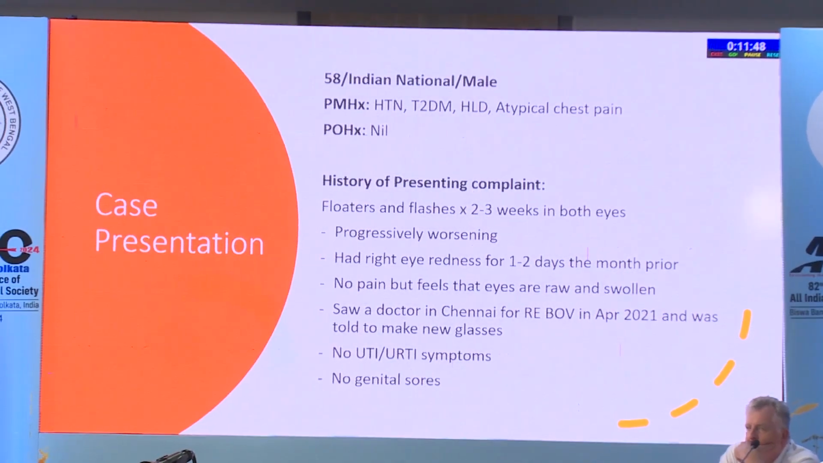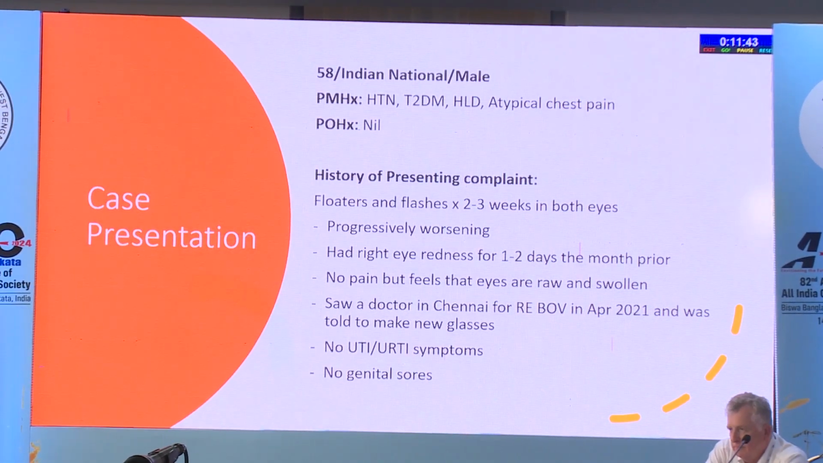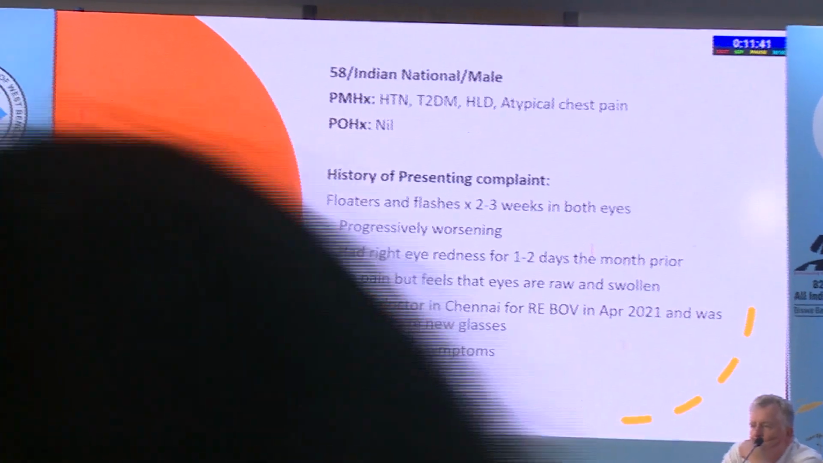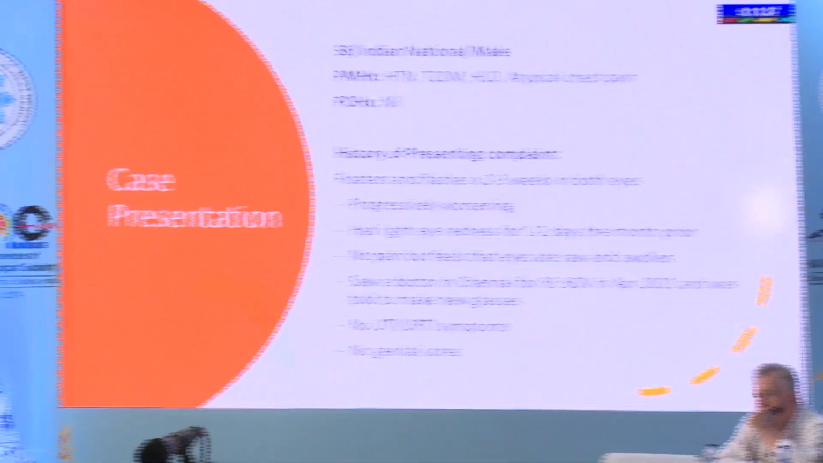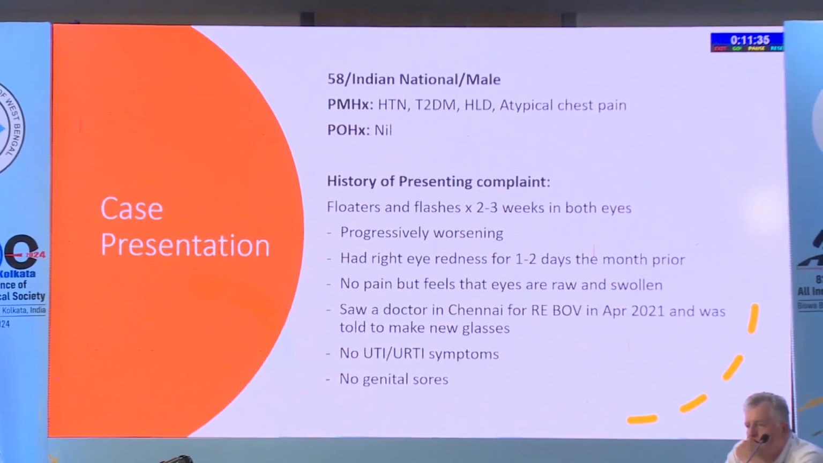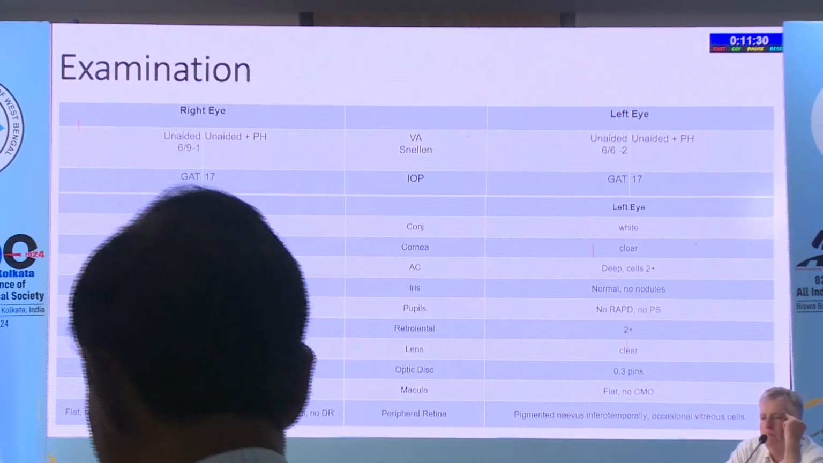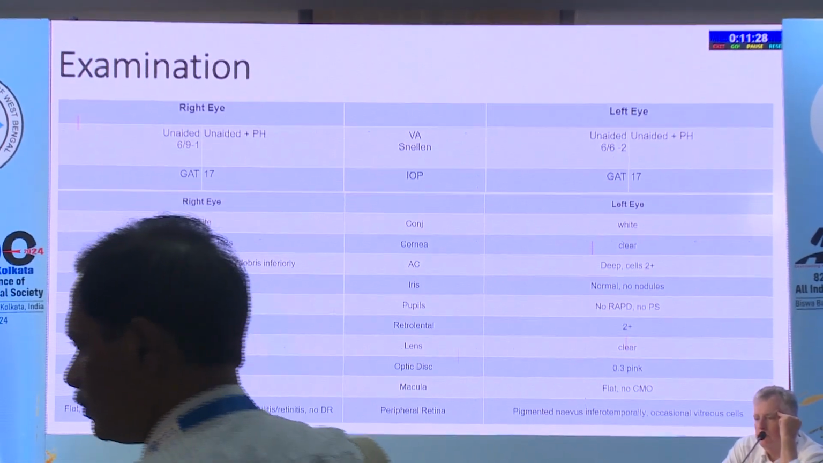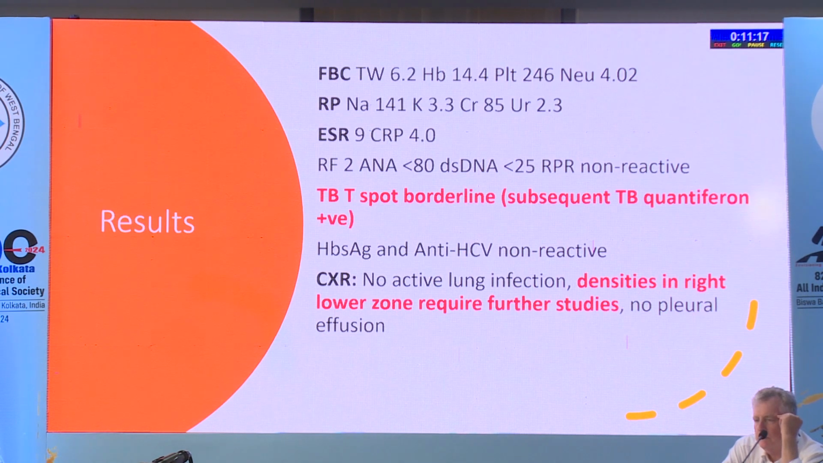But I will start with the story of a dear friend of mine whom I was treating in Singapore, with a history of floaters and flashes, progressively worsening, right eye redness and no pain. Saw a doctor in Chennai for right eye blurring of vision, was told to make glasses. And these are the findings: cells 2 plus in the other eye, some vitreous debris in both the eyes. Was diagnosed to have intermediate uveitis, a typical scenario which some of us as uveitis specialists get, and we are always in a dilemma, what do we do with that?